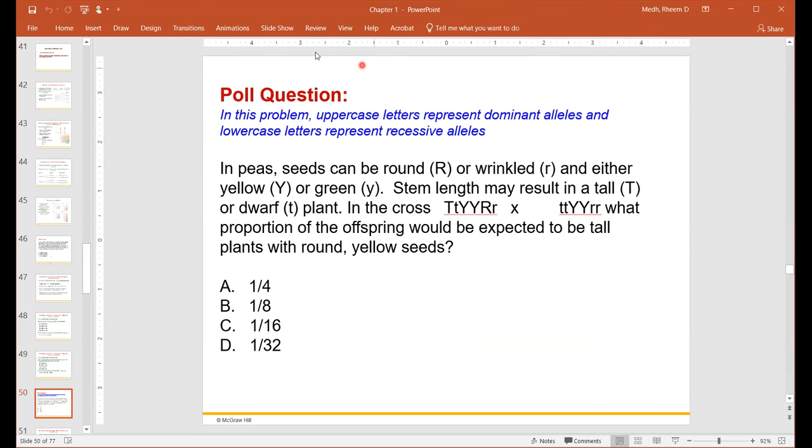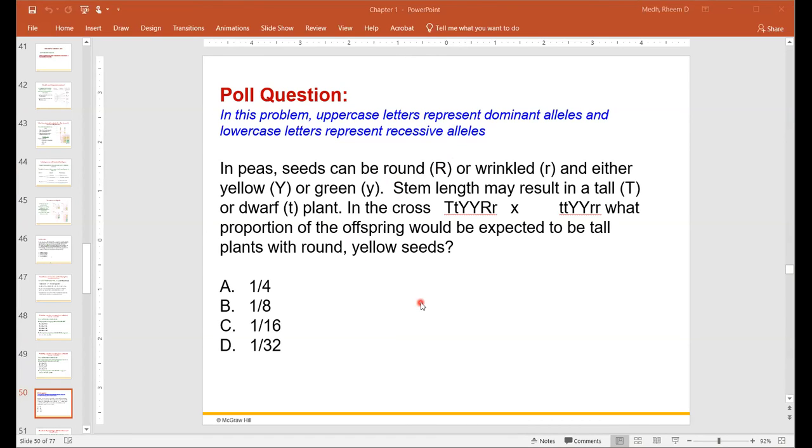Okay, one more poll question. I'm hoping that these poll questions are helping you to understand and at least gauge whether you are following or not. So I'm going to launch this poll. I'm going to give you some time to do it. Again, the uppercase letters represent dominant alleles, the lowercase letters represent recessive alleles, and so try to do this.